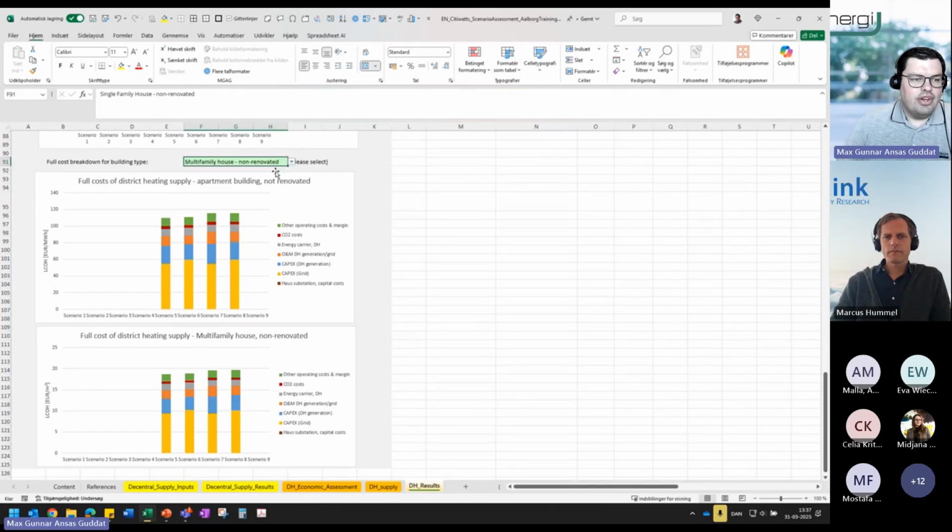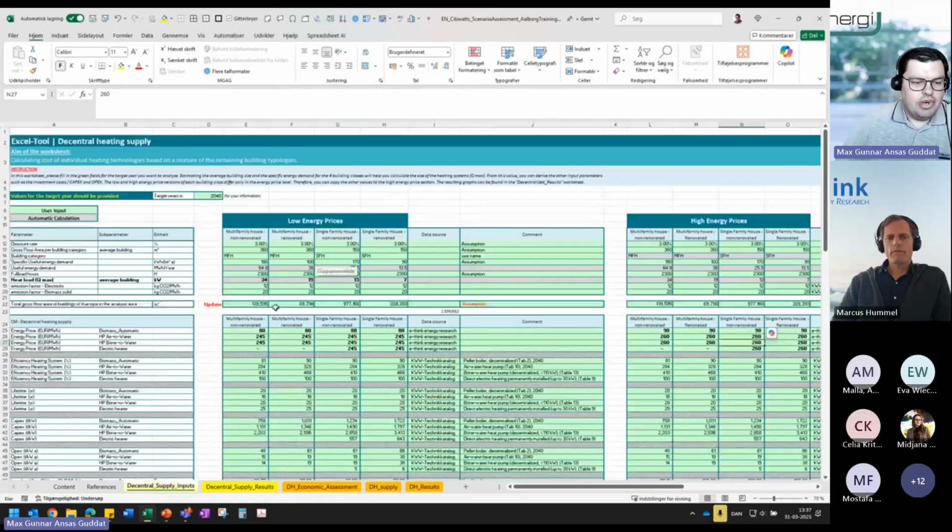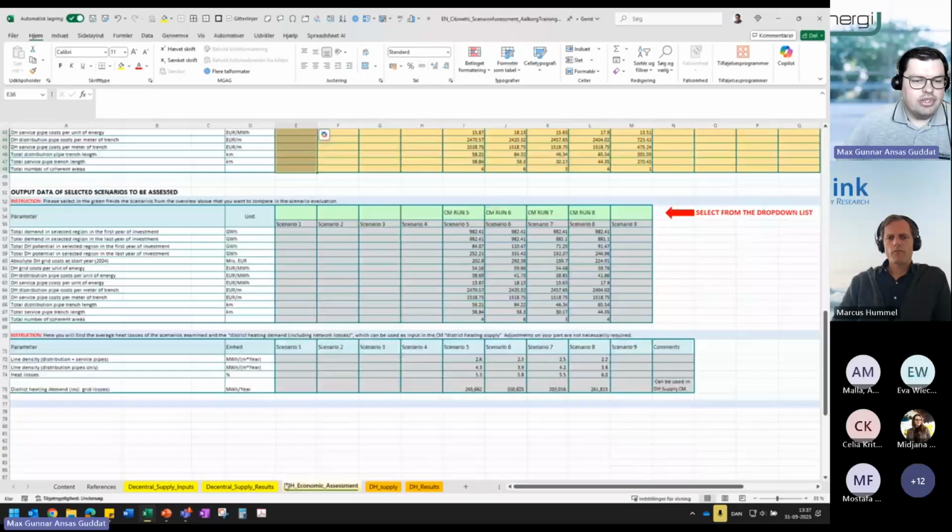What kind of building are we looking at? Because then the price will vary whether you have a large heat pump in the basement or one heat pump per building. And like I said, later today we're going to dive into the inputs from the other scenarios, from the other calculation modules. Sorry, but the reference is the individual heating.